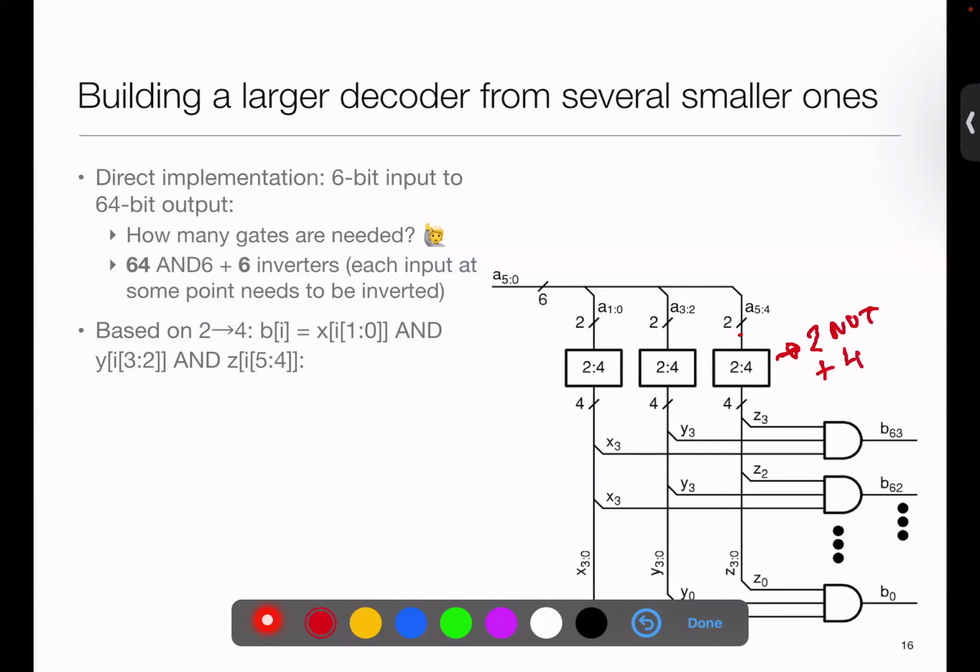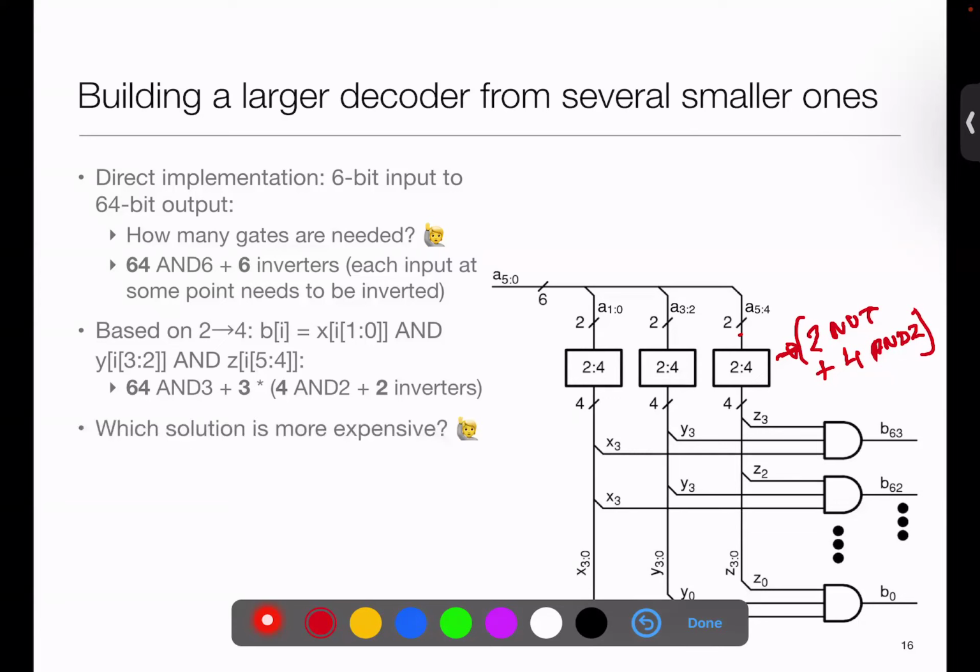Plus 4 2 input AND gates, and I need 3 such things. Plus the AND gates out here. So the overall cost would be 64 and 3 plus 3 times, because I have 3 2 to 4 decoders, 4 and 2s, 4 2 input AND gates, and 2 inverters. I add them together, I'll get the total cost.